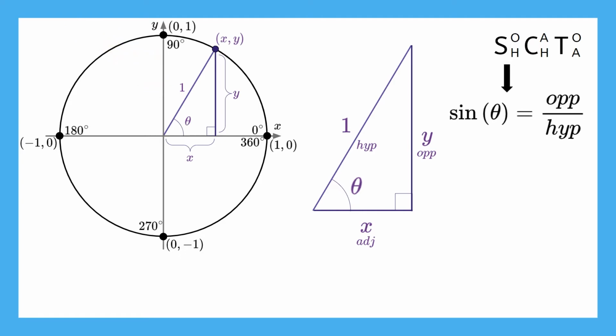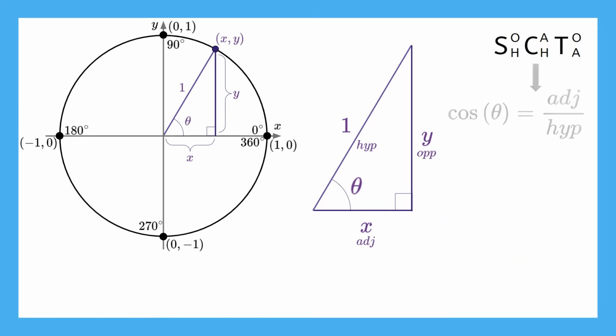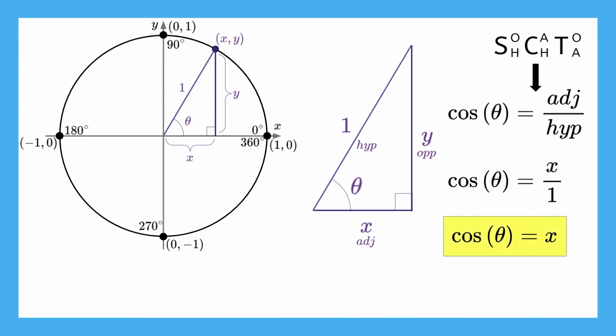So the sine, the opposite over the hypotenuse, is y over 1, which just equals y. That's what we wanted to prove. The sine of the angle is the same as the y-coordinate of the point. Similarly, the cosine, the adjacent over the hypotenuse, is x over 1, which just equals x. The cosine of theta is just the x-coordinate.